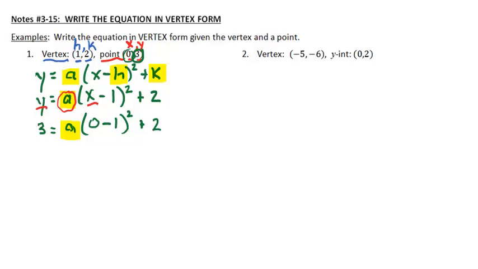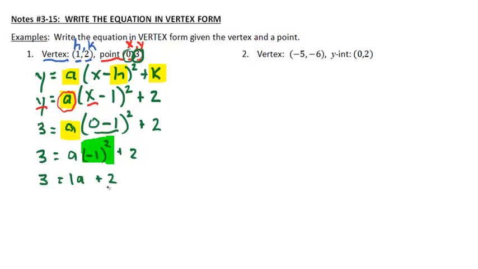So let's just use our order of operations. First says do what's inside parentheses. Inside parentheses, 0 minus 1 is just going to be negative 1. We're going to square that, multiplied by a, plus 2 equals 3. Now we're going to use our exponents. Negative 1 squared is just 1, and 1 times a is just 1a. Plus 2, and that's still equal to 3.